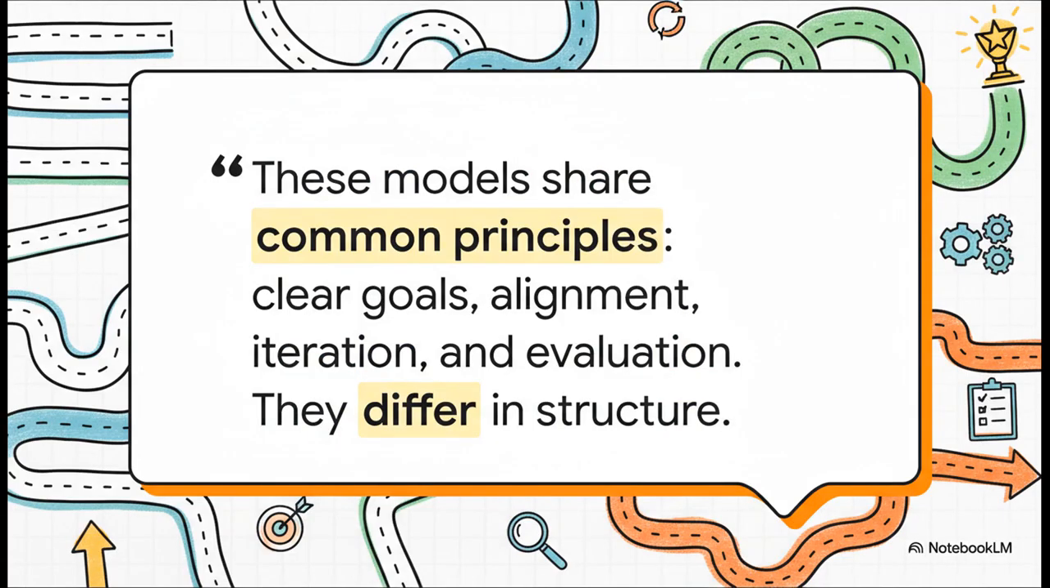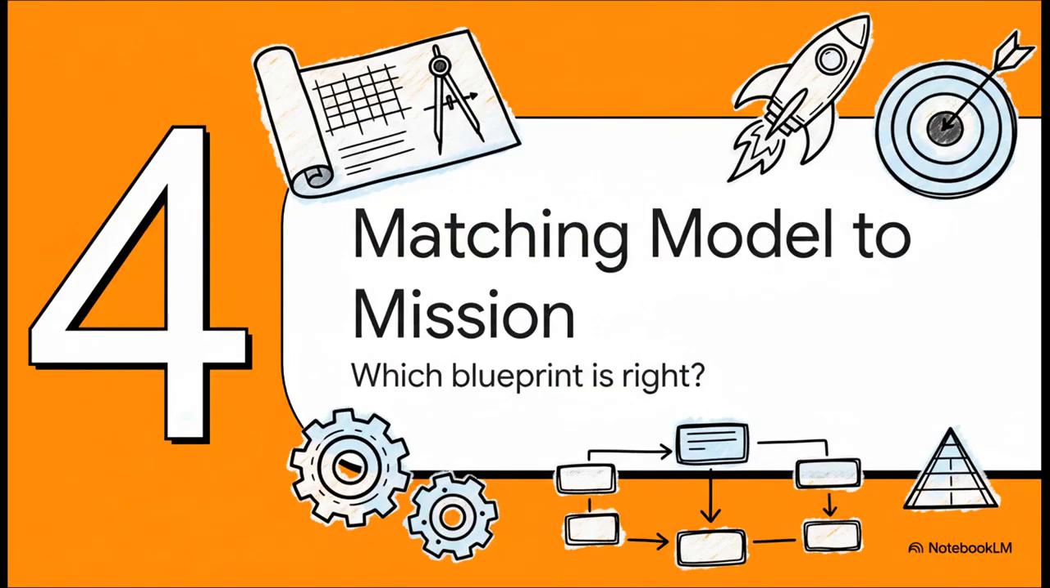So here's the really crucial point. Despite all their differences, these models are all trying to achieve the same thing. They all value having clear goals. They all want alignment between activities and outcomes, and they all have some form of evaluation. The real difference isn't the destination, it's just the road they take to get there. Okay, so we have our structured architect, our goal-oriented planner, and our agile developer. Now for the most important part, matching the right model to the mission.